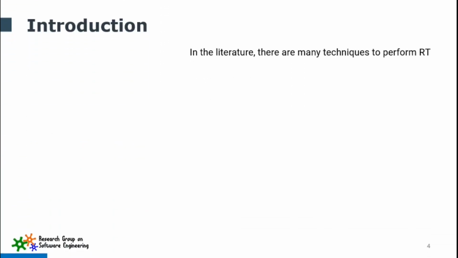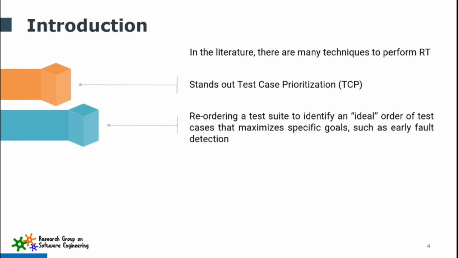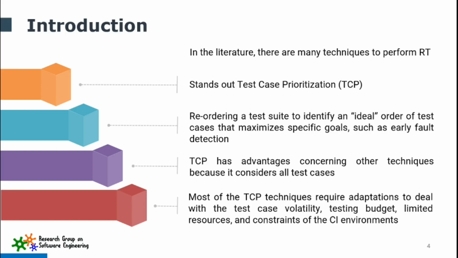In the literature, there are many techniques for reducing regression test costs. Among them, we highlight the prioritization of test cases, that aims to reward the test case according to some objective, for example, to detect faults more quickly. The advantage of this technique over others is that it considers all test cases, not just a selected or minimized subset. However, most prioritization techniques do not adequately deal with the test case volatility in an agile environment. That is, they do not deal properly with the fact that test cases are added and removed or discontinued between commits. In addition, there are also restrictions in the CI environment such as resource and time constraints.